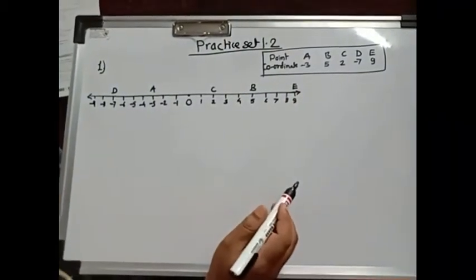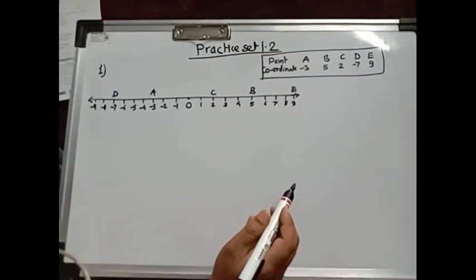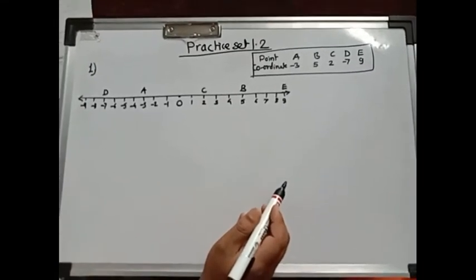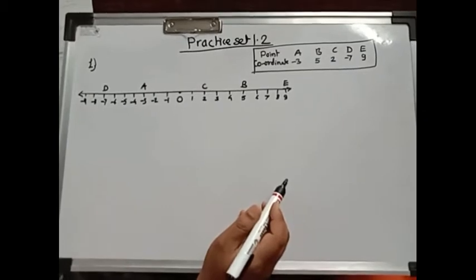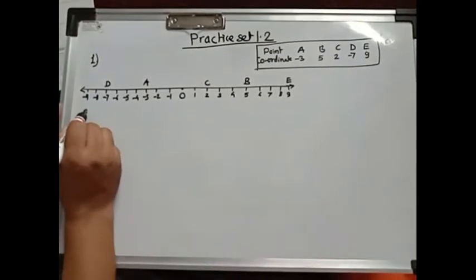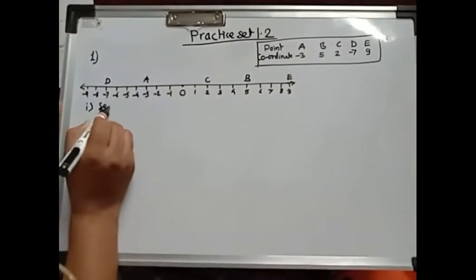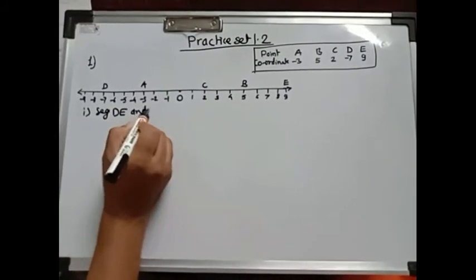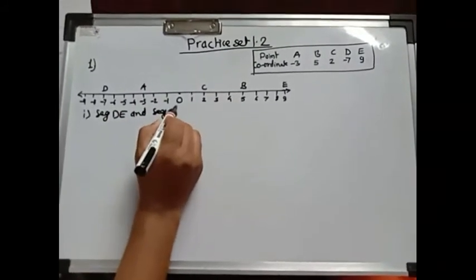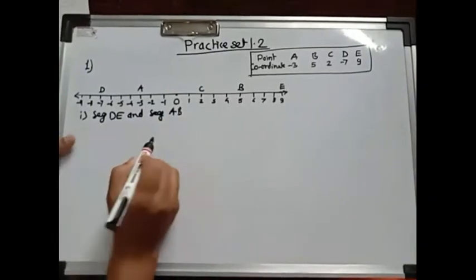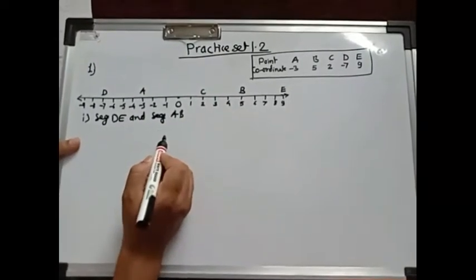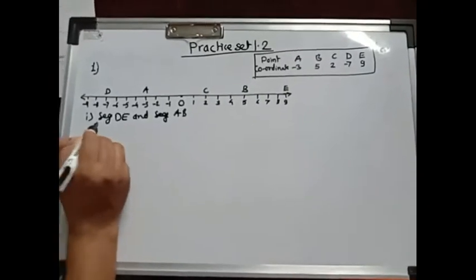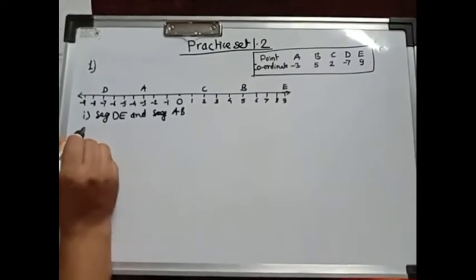So in this example, they ask you to decide whether the pair of segments given below in the table is congruent or not. Suppose the first pair given is segment DE and segment AB. Whether these two are congruent or not will be shown here. So first we draw the segment DE.